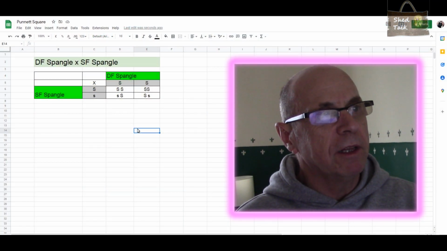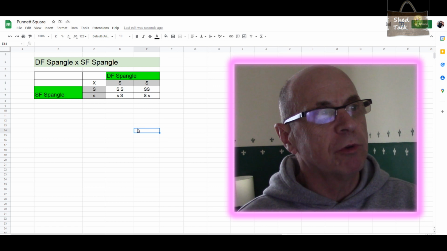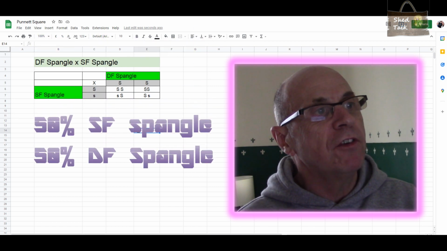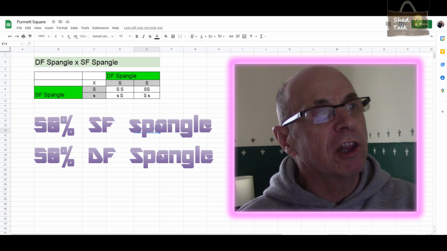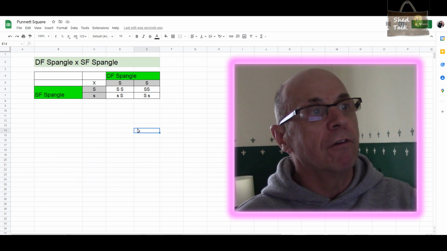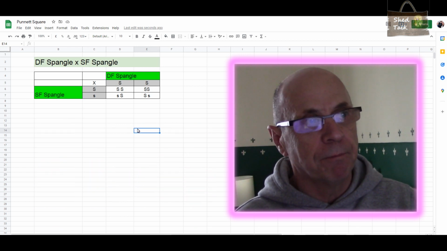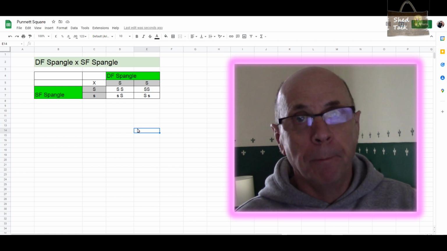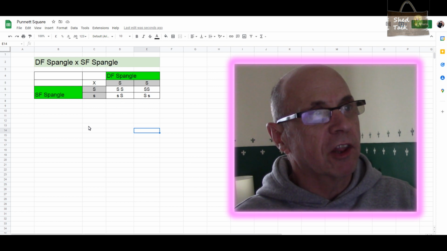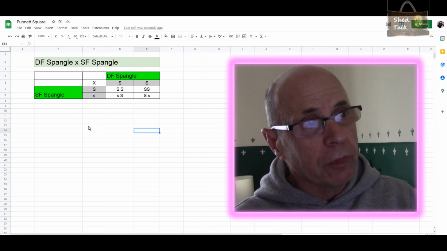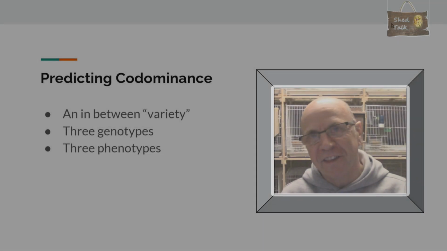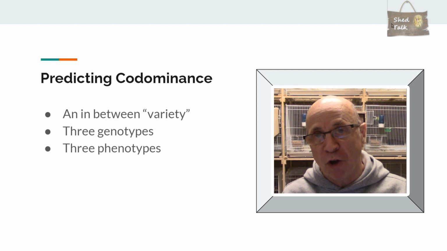And so there is the completed Punnett Square for this, and as you would see, 50% of the birds will be double factor Spangles and 50% of the birds would be single factor Spangles, so a 50-50 split there. Notice you will get no normals from this particular pairing. And there we are, that's the codominant variety Punnett Square. So there we go, that's how we predict the codominant varieties.